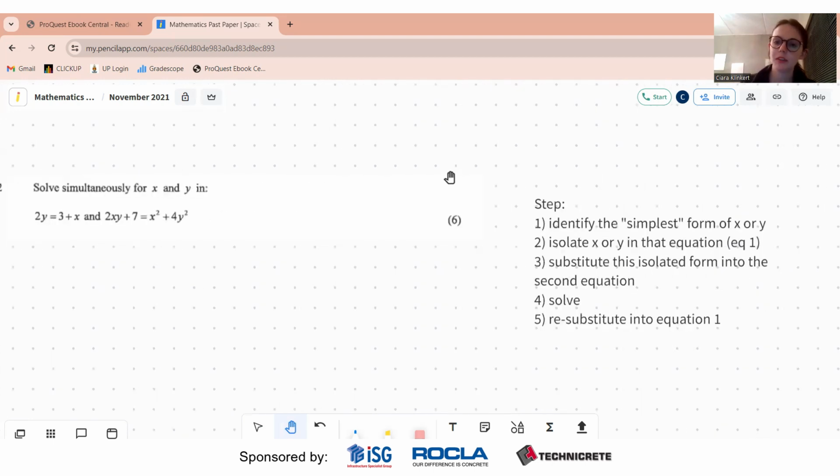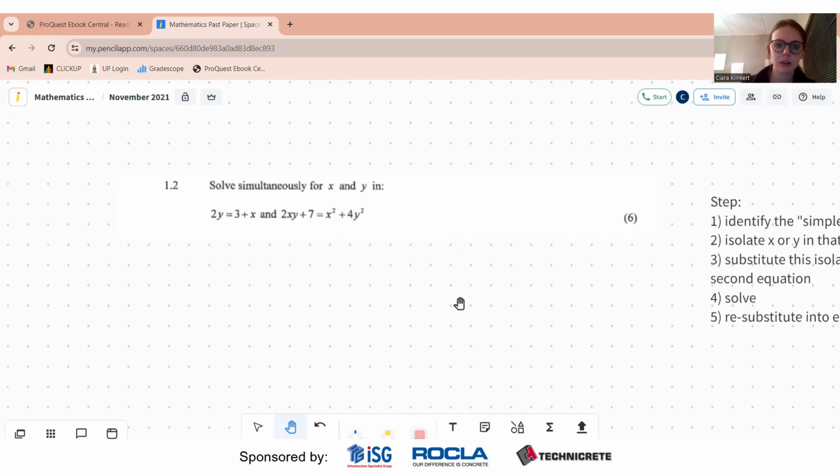So the first step was to identify the simplest form of X or Y. If I look at the equations, I have 2y is equal to 3 plus x, and 2xy plus 7 is equal to x squared plus 4y squared. Now, in these two equations, the simplest form of x or y would be x. Do you see that it would be very easy to isolate x in this equation? It would not be as easy to isolate x here or here, and it would not be easy to isolate y over there.